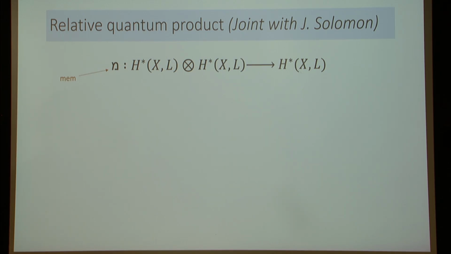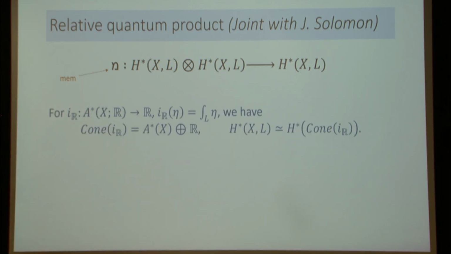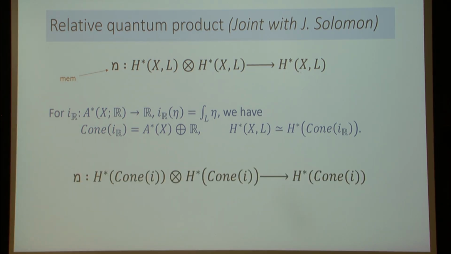For the simplicity of the picture, rather than talking about relative cohomology, I want to talk about the cone. The reason I can do this is because the cone is strongly associated to the relative cohomology. If you take all your coefficients to be the real numbers, then the cone gives you the exact same cohomology as the relative cohomology. So what I want to do instead is look at a version of this product mem on the cohomology of the cone.